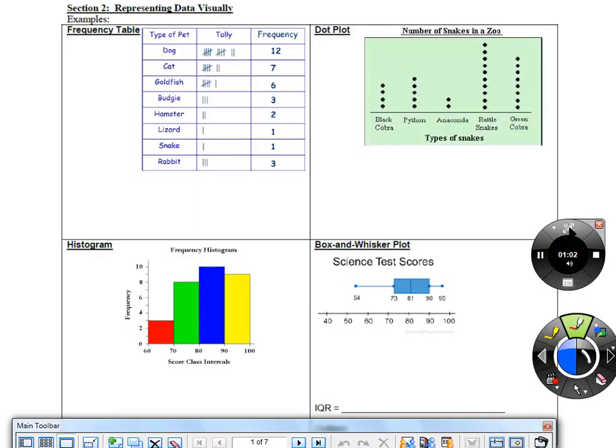All right, so second thing is a dot plot. It's kind of the same thing. It's just like dots kind of making the bar of how many are there. So you see the categories, and then you see the dots counting how many are there.